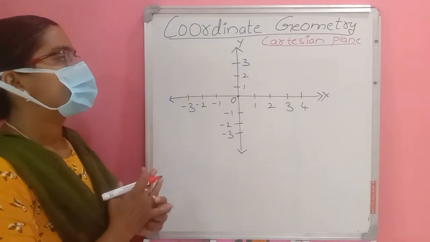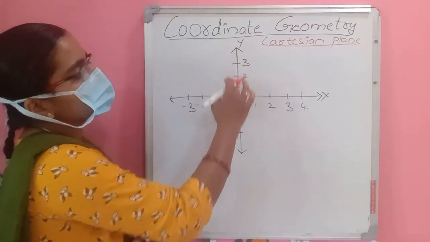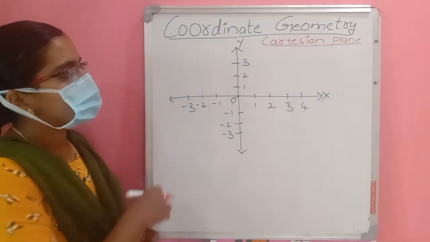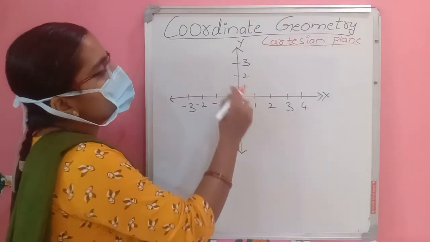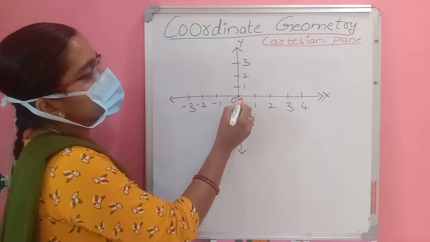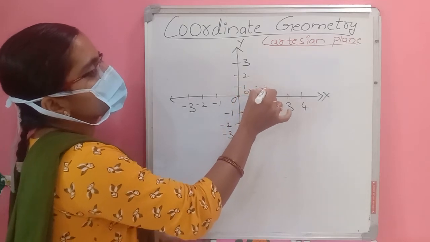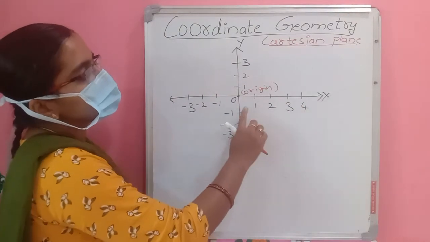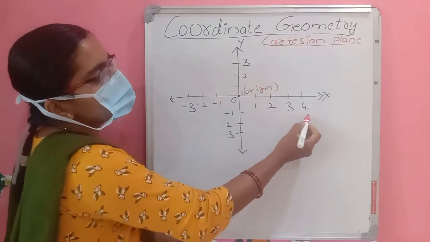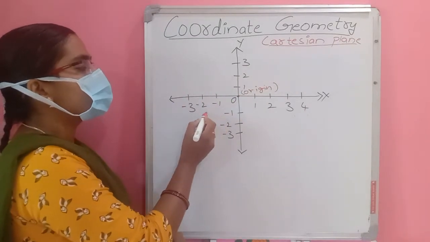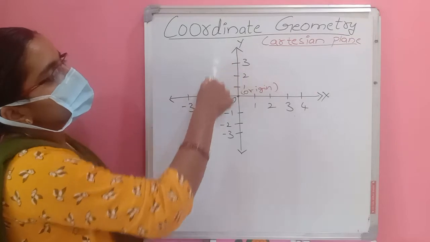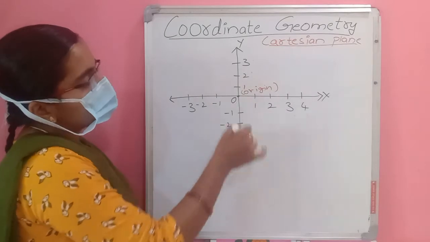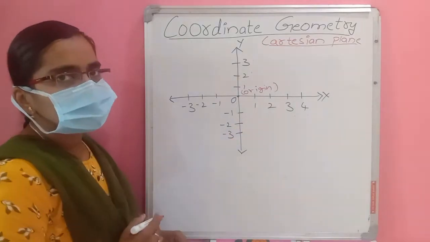So what is the Cartesian plane? The Cartesian plane is a plane with two axes: this is the x-axis and this is the y-axis. Here we have to write these numbers. The point where these two axes meet is called the origin. From this origin, the right side of the x-axis has all positive numbers. The left side of the origin has all negative numbers. On top of the origin, the y-axis has positive numbers. Downwards we have negative numbers.